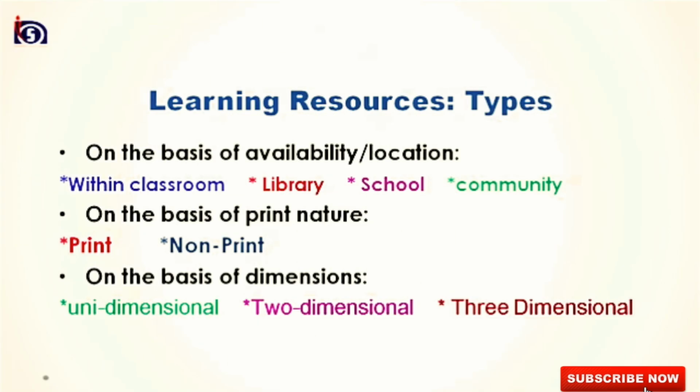What are the different kinds of learning resources we have which can be used in the social science classroom? Now let us discuss that. On the basis of availability and location, we can categorize learning resources into four categories. First, learning resources available within the classroom, such as the textbook, blackboard and other things situated in the classroom. Then learning resources located in the library, such as reference books, maps and charts. Then we have learning resources situated not in the classroom, not in the library, but in the school.